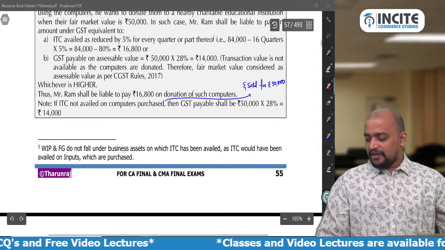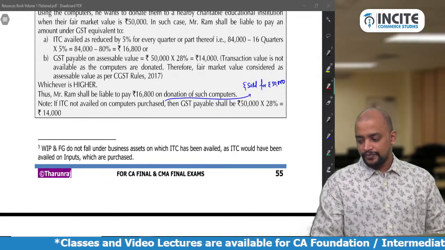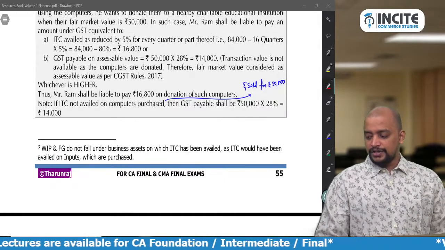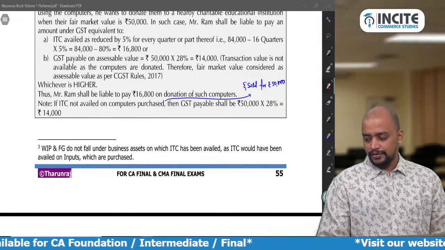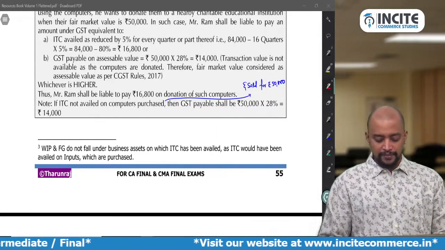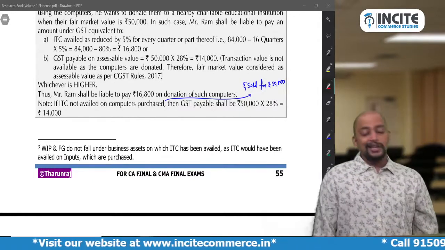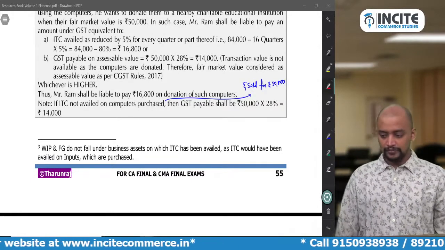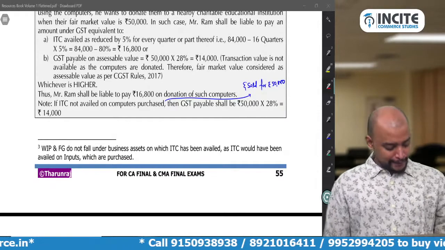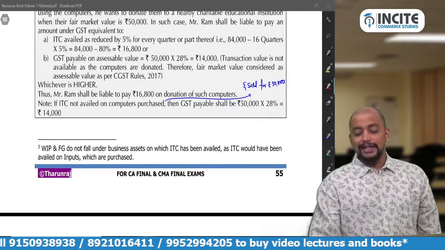Now, suppose, sir, if I am a trader, answer this here. A trader purchased goods and distributed them as free samples. Is it supply or not a supply? Now answer. Trader purchased goods and distributed it as samples. Is it supply or not a supply? Okay. It is supply.